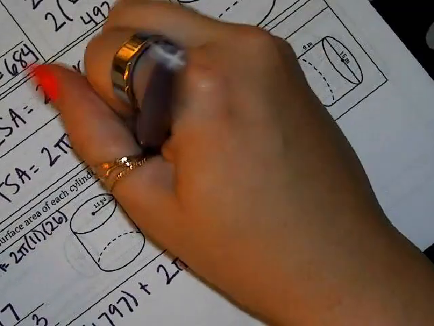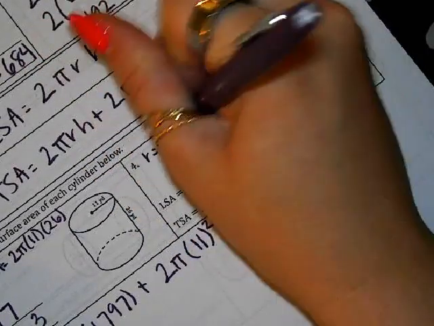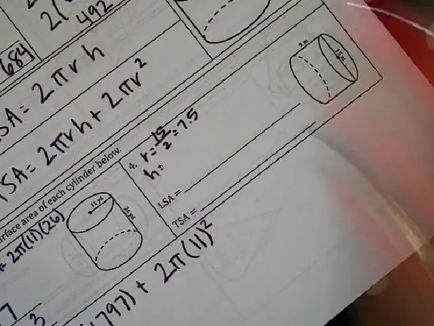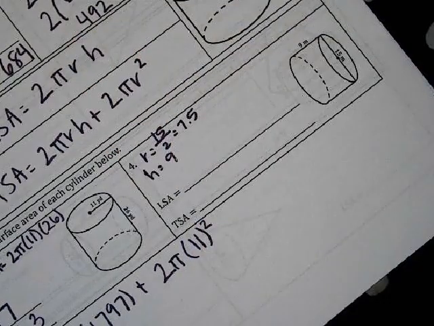Radius is half. It gives us diameter, so that gives us radius of 7.5, because 15 divided by 2 is 7.5, and a height of 9. I'm going to let you plug these in. We will go over the answers on Thursday to make sure we were all correct.